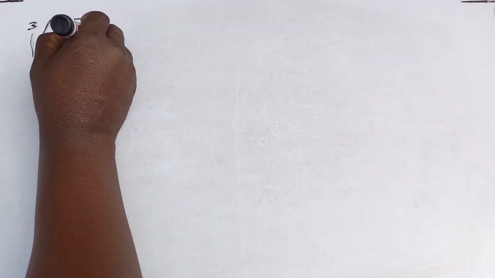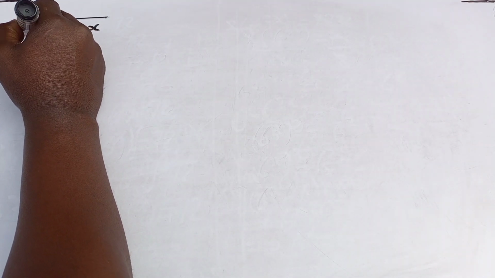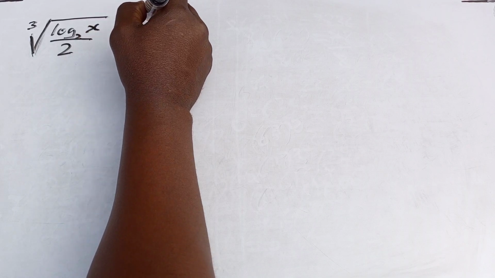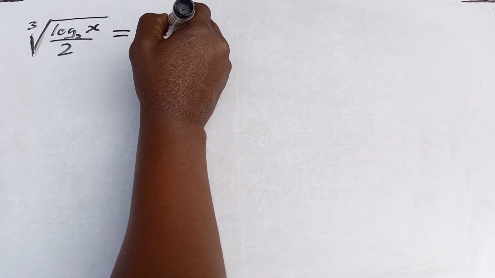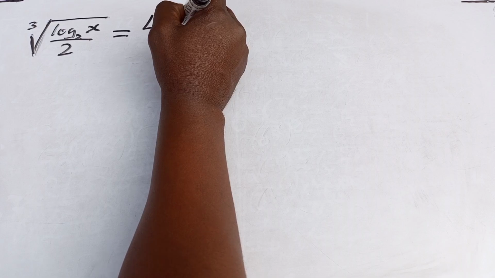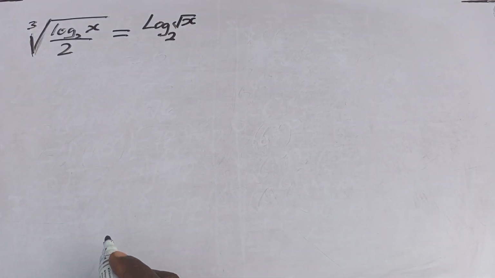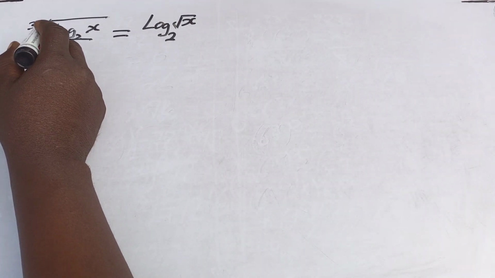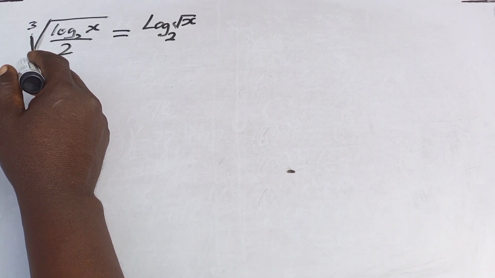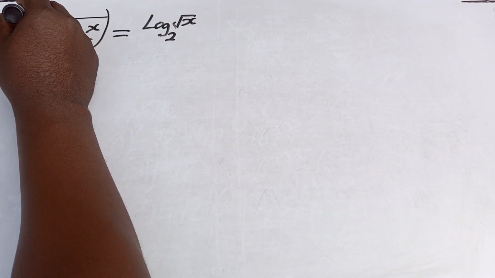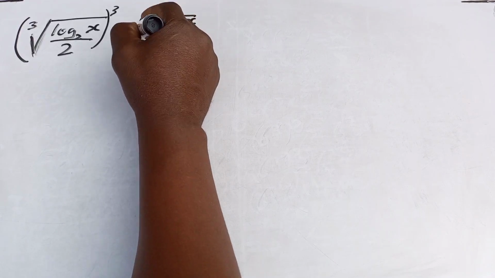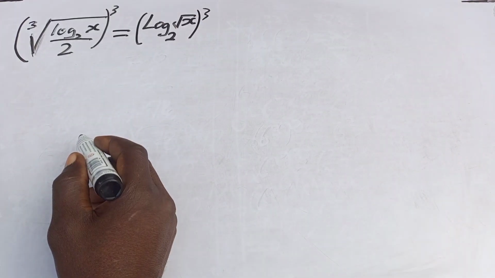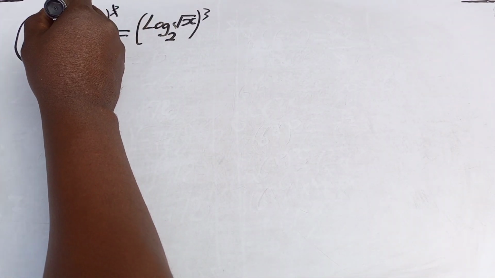Cube root of log to the base 2 of x all over 2 is equal to log to the base 2 of root x. To solve for x, the first thing to do is to remove this cube root. So we are going to cube both sides. Cube both sides simply means we raise the power to 3. This cube will cancel the cube root.